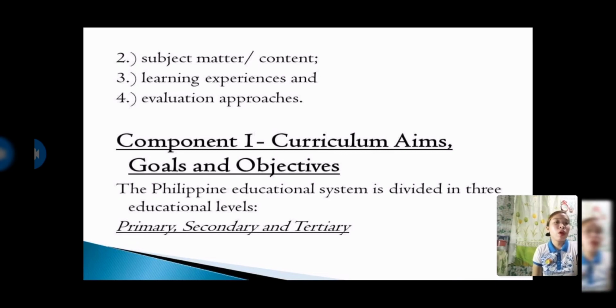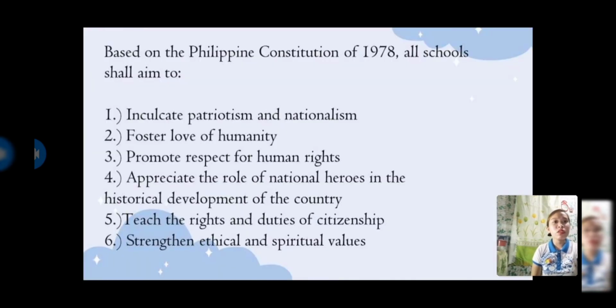So component 1, curriculum aims, goals, and objectives. The Philippine educational system is divided in 3 educational levels. We have primary, secondary, and tertiary. So based on the Philippine Constitution of 1973 rather, all schools shall aim to inculcate patriotism and nationalism. So these values are taught in the school.